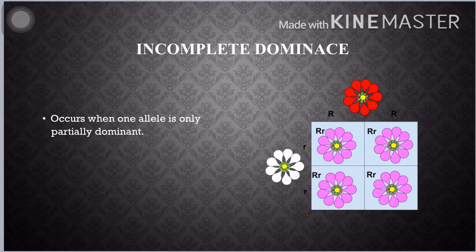And in this presentation, I will talk about patterns of inheritance. Incomplete dominance. The definition is that it occurs when one allele is only partially dominant. As we can see in the image, there is a red flower and a white flower, but the result is a pink flower. Why? Because this pink flower takes part of the red flower and the white flower, combines it, and creates a new color that is pink, as we can see in the image.